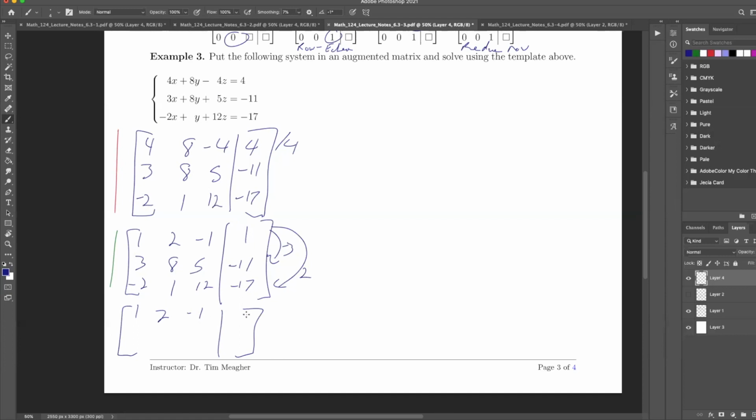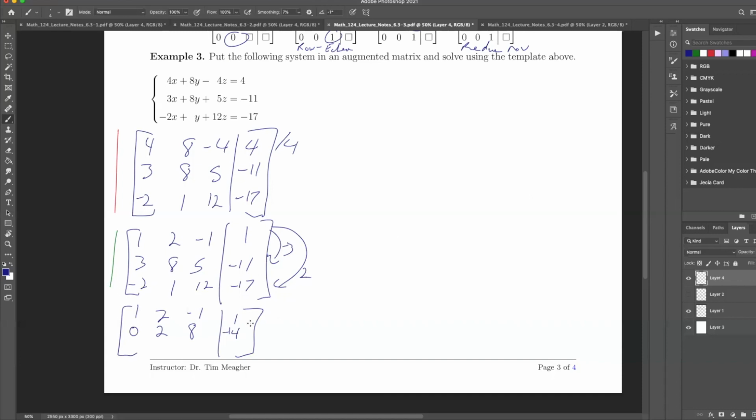2, minus 1, 1. Here, negative 3. So 1 times negative 3 is minus 3. Minus 3 plus 3 is 0. 2 times negative 3 is minus 6. Minus 6 plus 8 is 2. Negative 1 times negative 3 is positive 3. 3 plus 5 is 8. 1 times negative 3 is minus 3. Minus 3 plus minus 11 is minus 14.